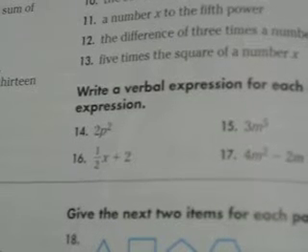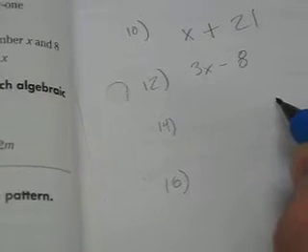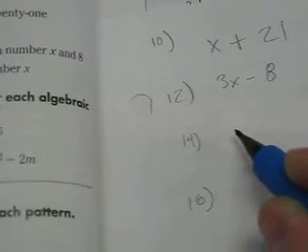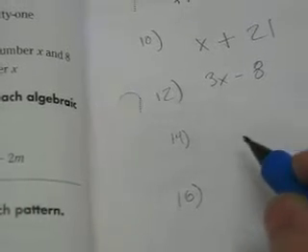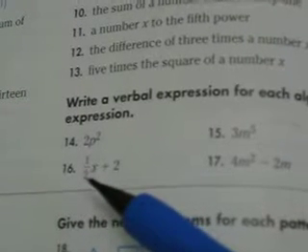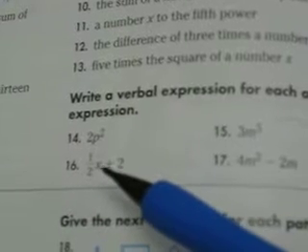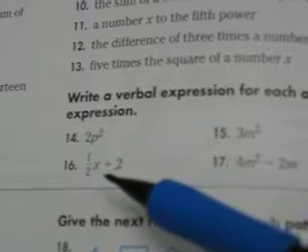Looking at 14, the way I would read it is 2 times p squared. Now you might say 2 times p squared for 14, or you might say the product of 2 and p squared. So both options are possible for 14, so I'm just not going to write those. 16, we could read this as 1/2 of x plus 2, or we could say the sum of half a number and 2. Okay, either of those would work.